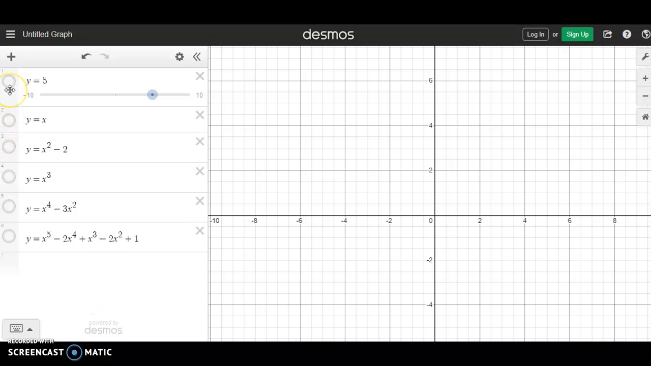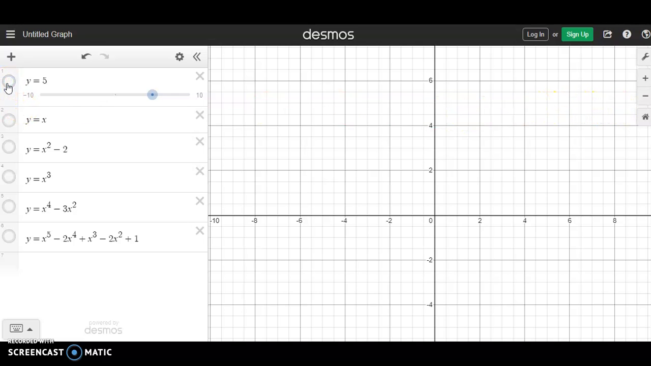So let's start with a constant function. So in this case, we have y is equal to 5. So when we graph it, notice that the graph of a constant function is always a horizontal line that passes through y equals that particular constant. So in this case, we have here y is equal to 5. So therefore, it's a horizontal line. The graph of this particular constant function is a horizontal line that passes through y equals 5.